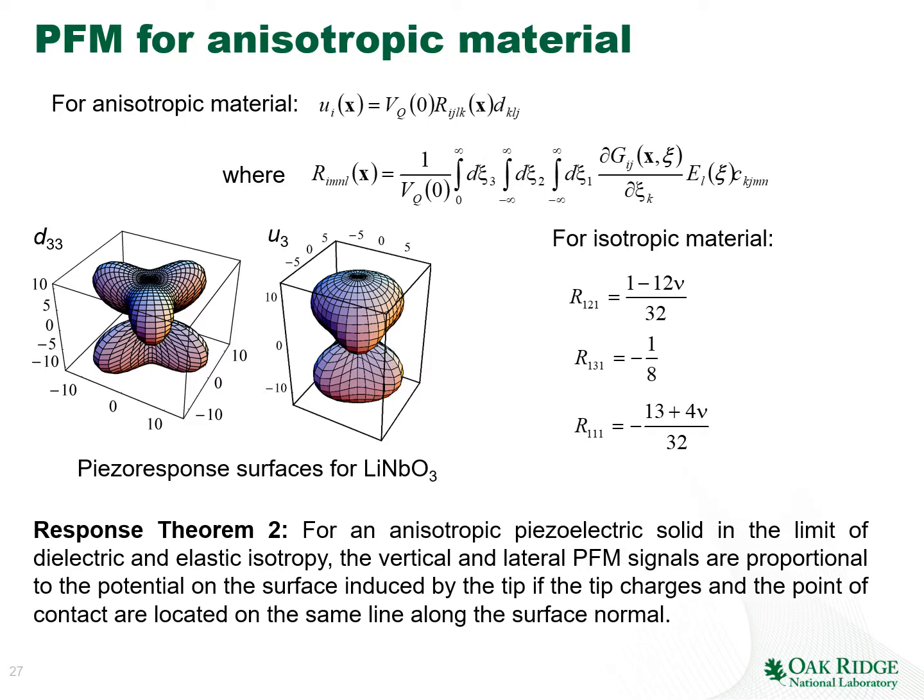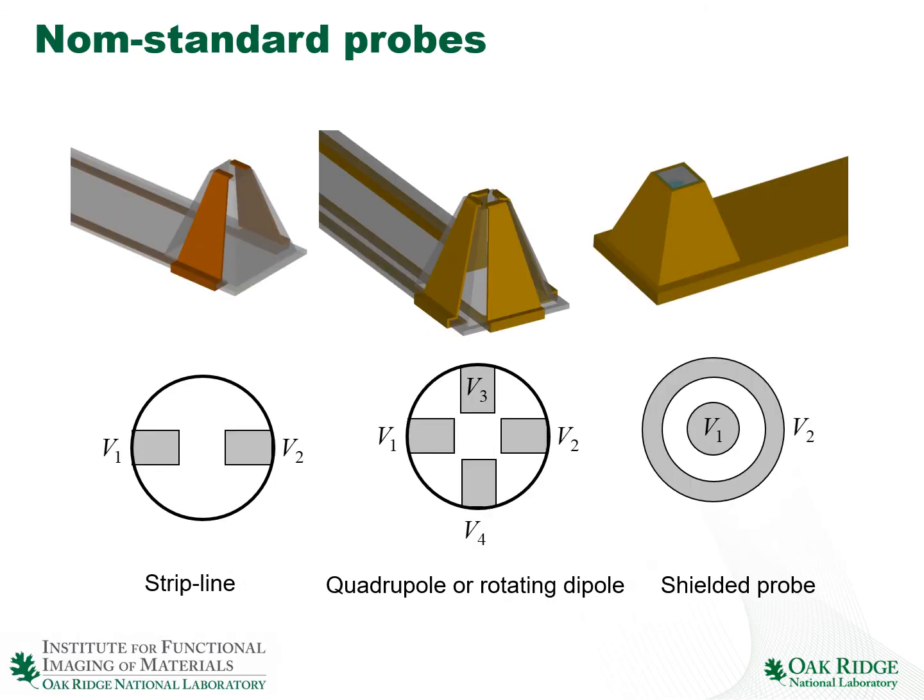For an isotropic material, we can go through a similar type of derivation, and we get the second response theorem: for an isotropic piezoelectric solid, in the limit of dielectric and elastic isotropy, the vertical and lateral PFM signals are proportional to the potential on the surface induced by the tip if the tip charges and the point of contact are located on the same line along the surface normal.